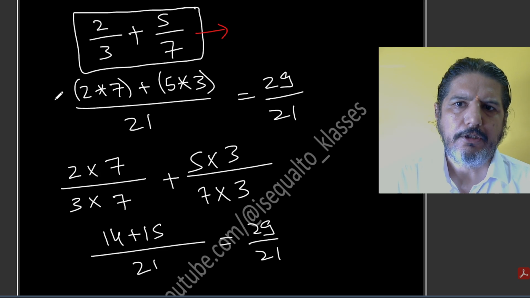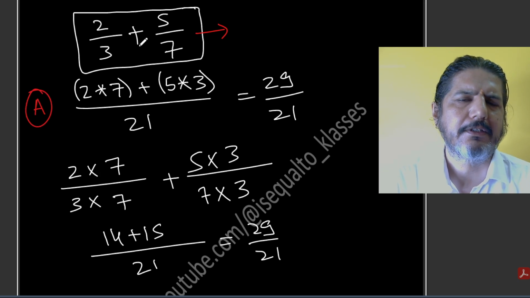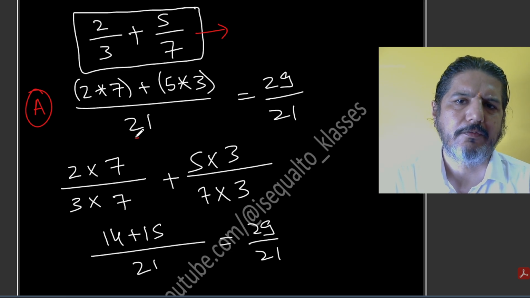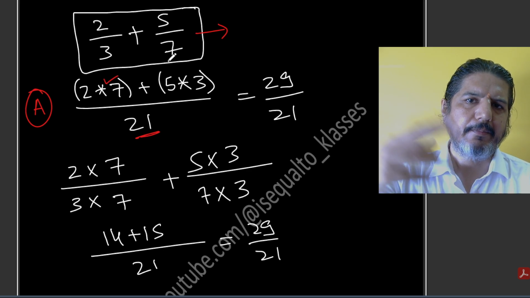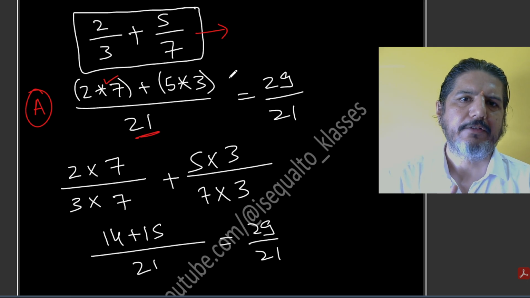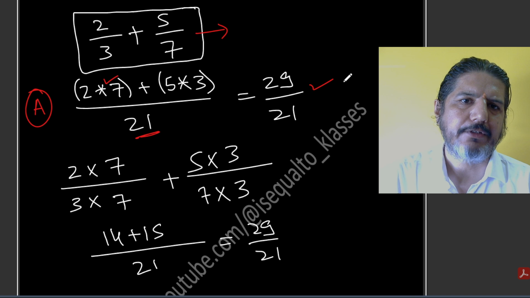So one way of doing fractional addition is that you take the LCM. The first thing is you take the LCM. So 7 into 3 is 21. So 21 divided by 3 is 7, so 2 multiplied by 7. And 21 divided by 7 is 3, so 5 multiplied by 3. So the answer is 29 by 21. But this is a method which I've seen that students don't prefer.